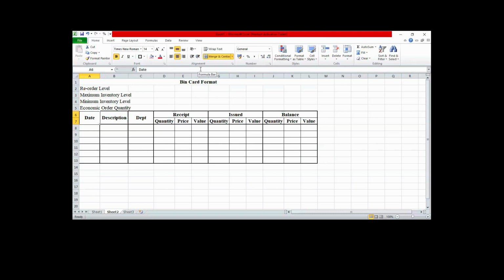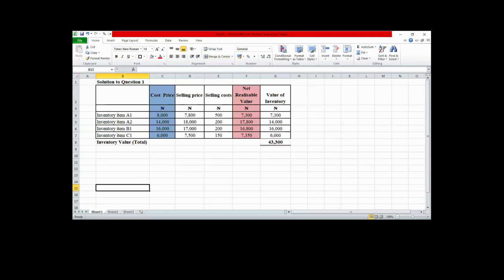Any question, please? So are we going to also treat LIFO? If we have questions relating to that, I will touch that for you to have an idea of how it was being used before now, and the advantages and disadvantages that are involved.